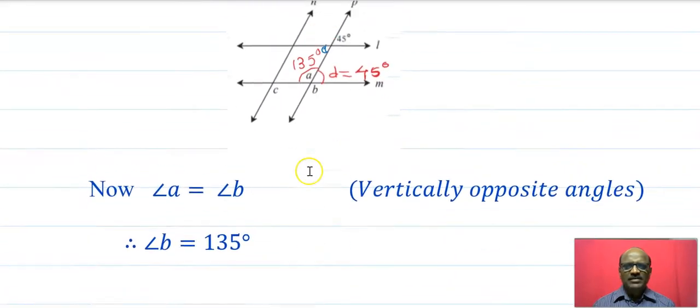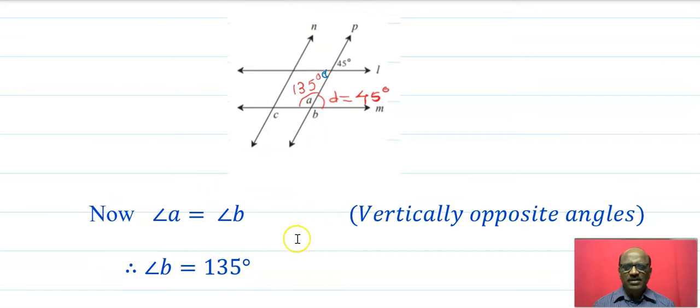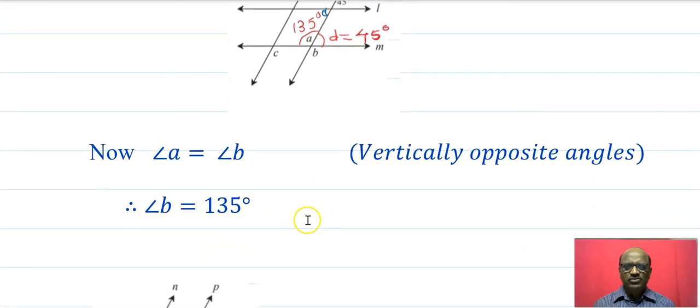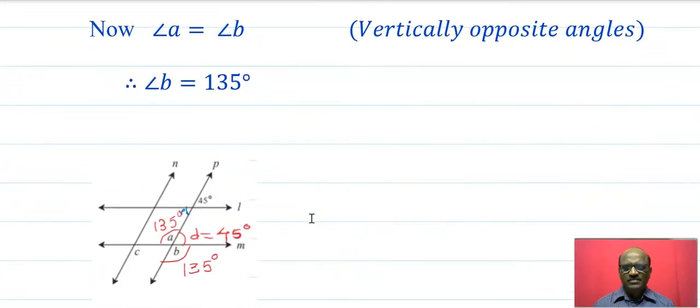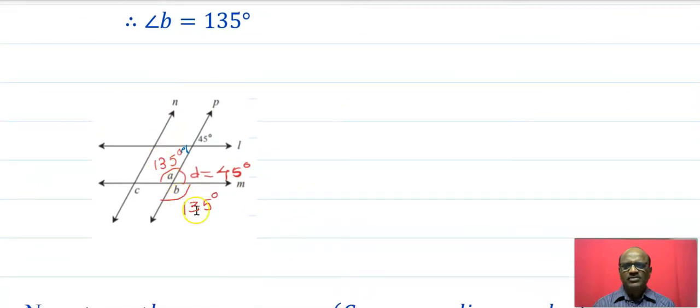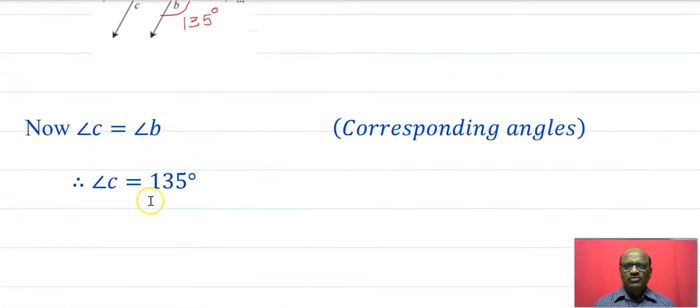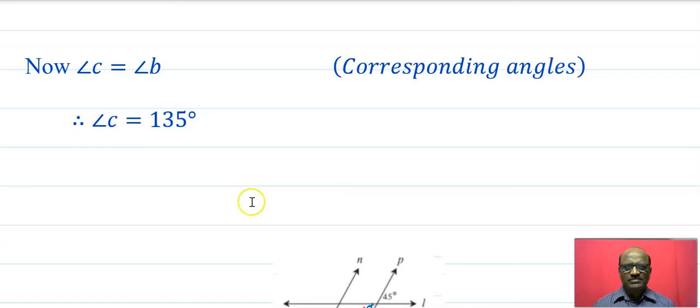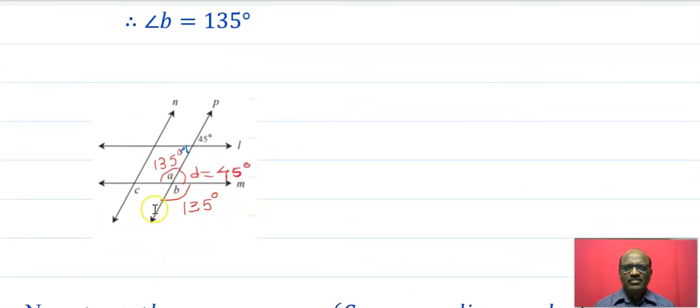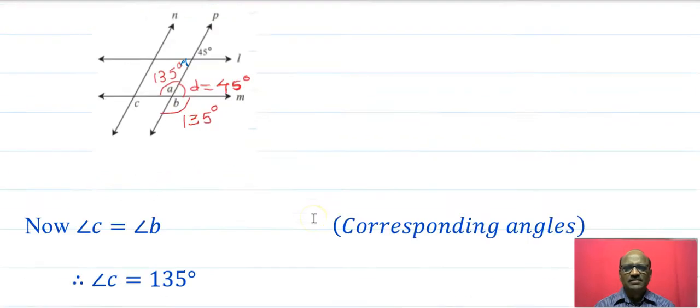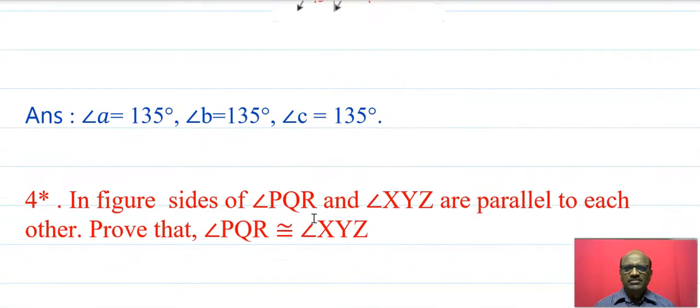Now next, A and B are vertically opposite angles. Therefore, angle B is equal to 135 degrees. Now we get the measure of angle B also. Also, B and C are corresponding angles. Therefore, the measure of angle C is equal to 135 degrees. In this way, we have calculated all the measures of angles A, B, C. Now the next question.